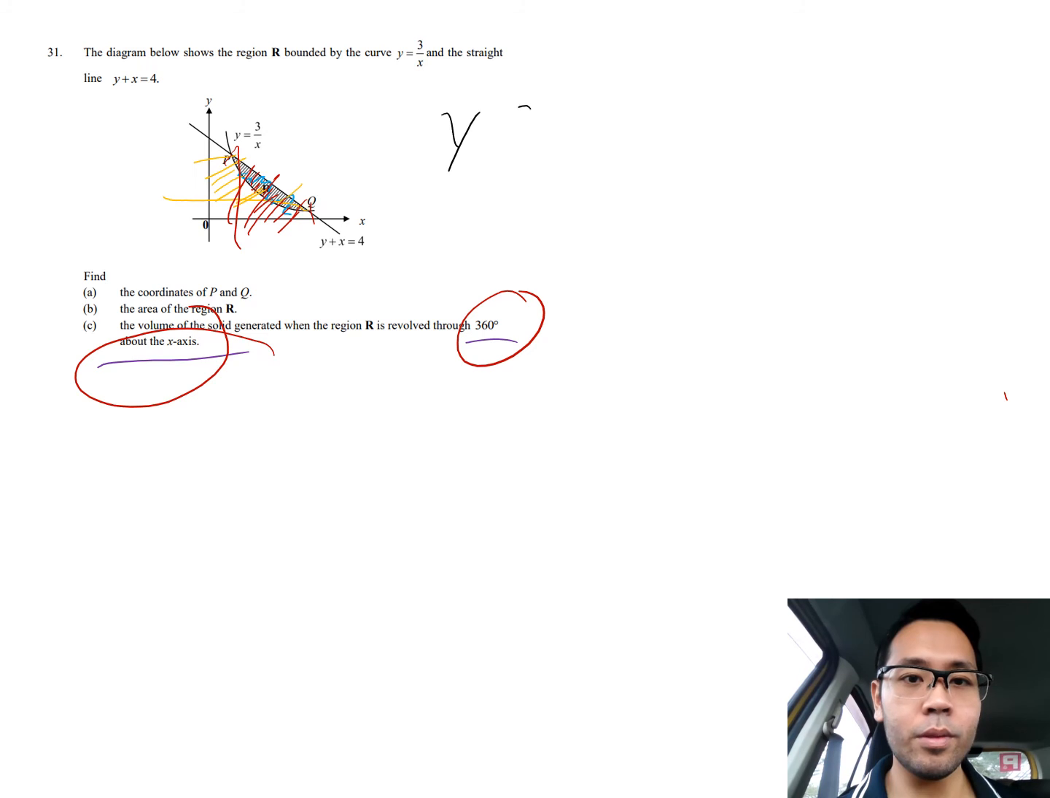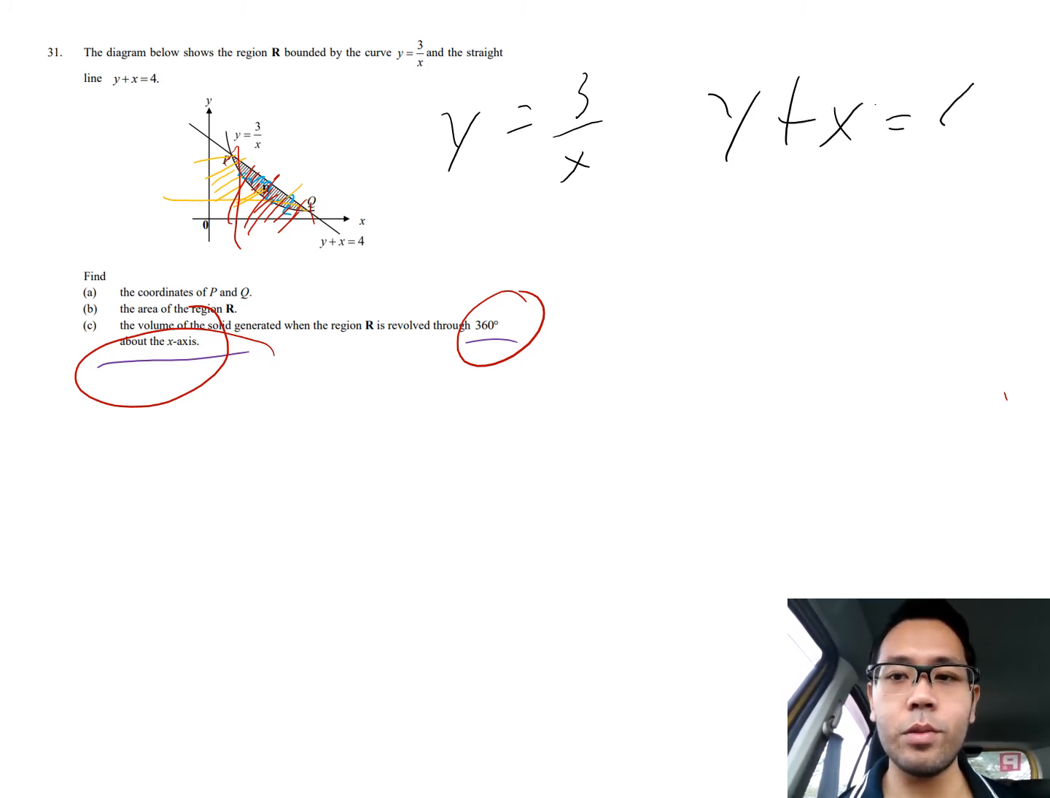So y equals to 3 over x. That one is not a problem. The other one is y equals to x. Sorry. Some people might argue, so y equals to x. This one is y plus x minus 4. Y plus x equals to 4. So how do we find x? Well, simply y equals to minus x plus 4. And you got it.